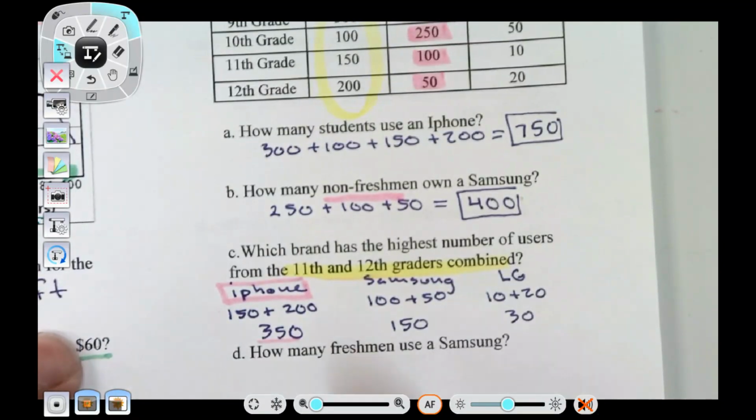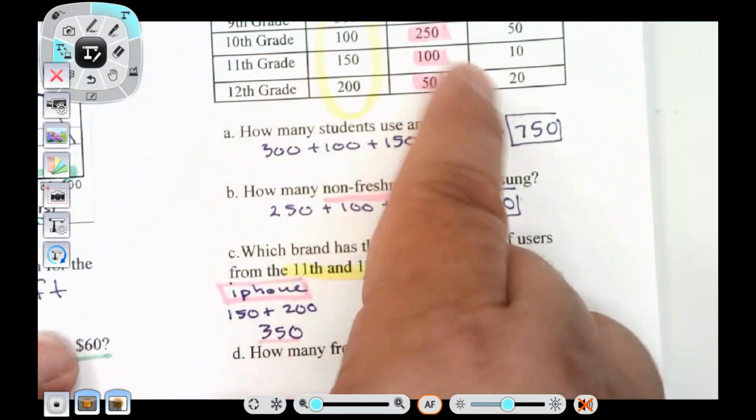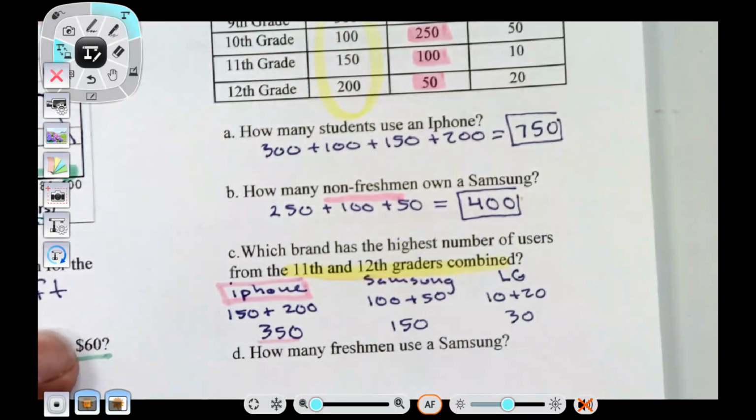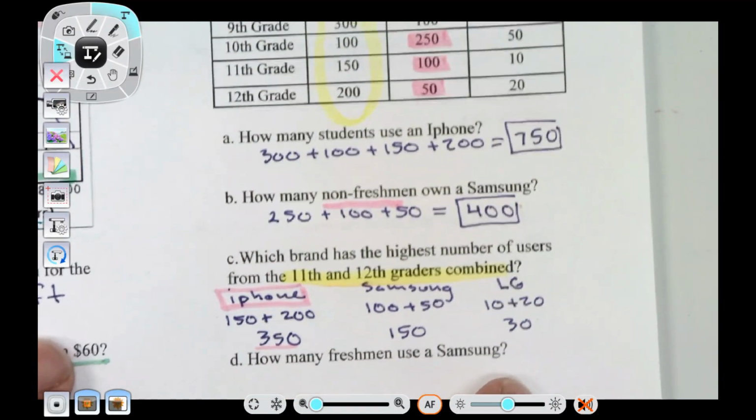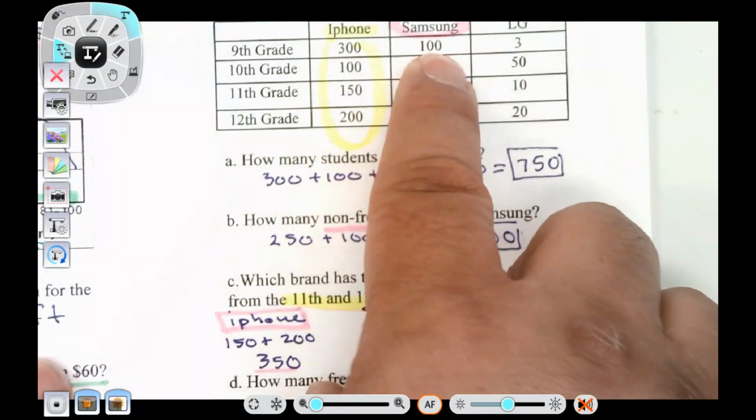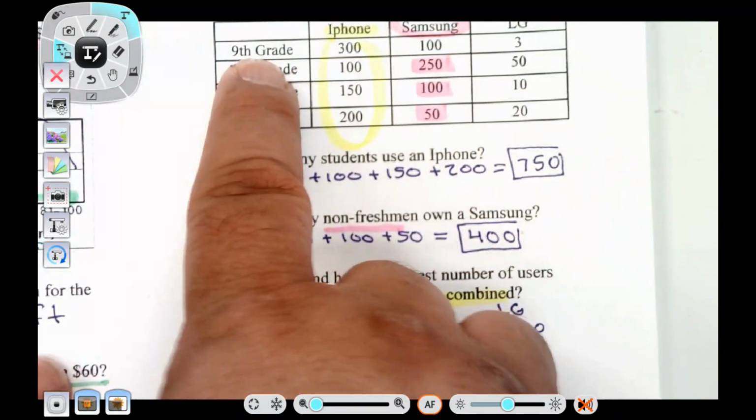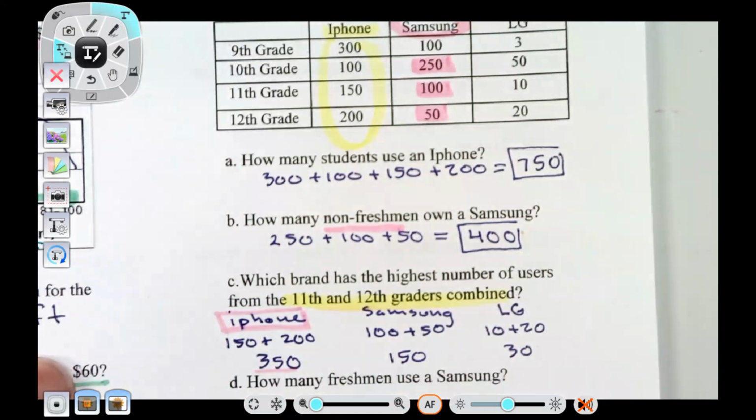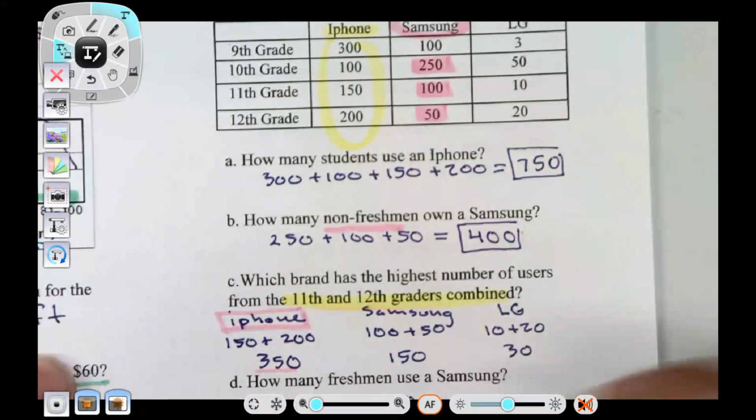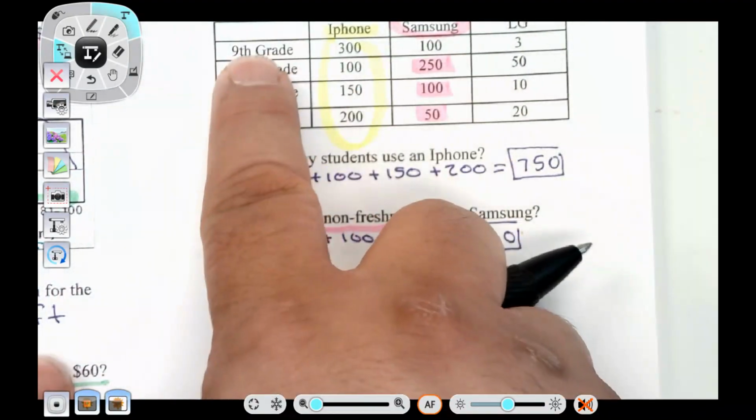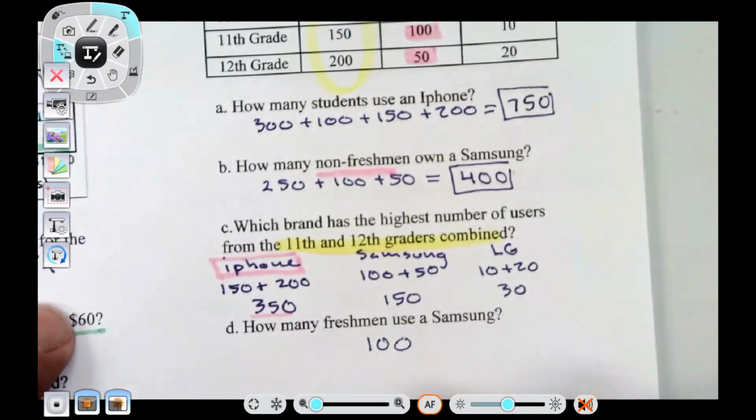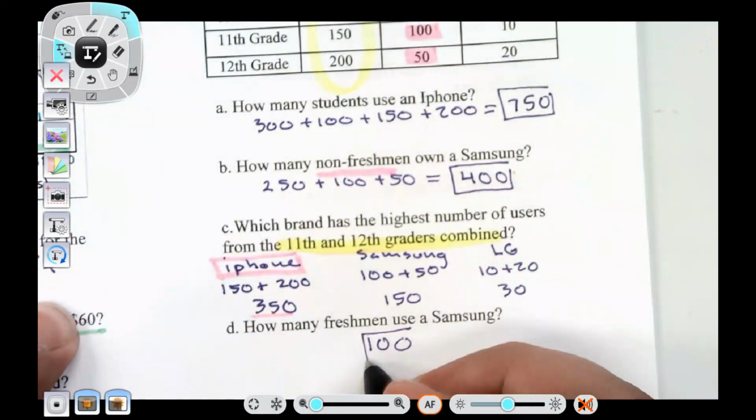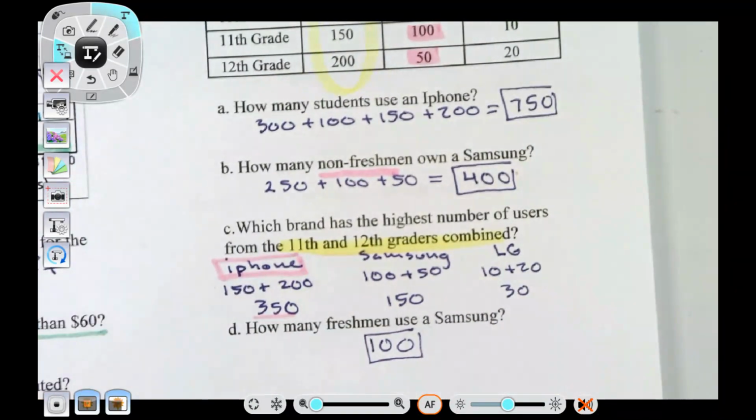But we only use the numbers they tell me, 11th and 12th grade only. Don't bring other numbers that aren't needed. And then it says, how many freshmen use a Samsung? Okay, so there it is. I don't have to do math. They said freshmen, Samsung only, right away, we can write an answer of 100. Look at that. Ninth grade, Samsung, only 100 kids. And there's the answer. No work needed for that one. That one was just a straightforward question.